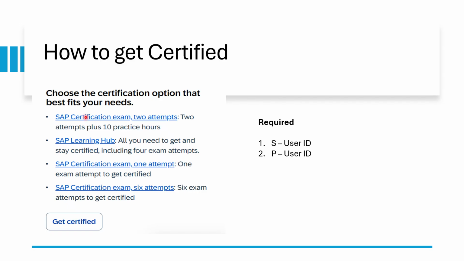But these are the different certification programs. The certification exam, two attempts. You will get two attempts for doing the certification. Then there is a one attempt option. Then there is a six attempt certification.